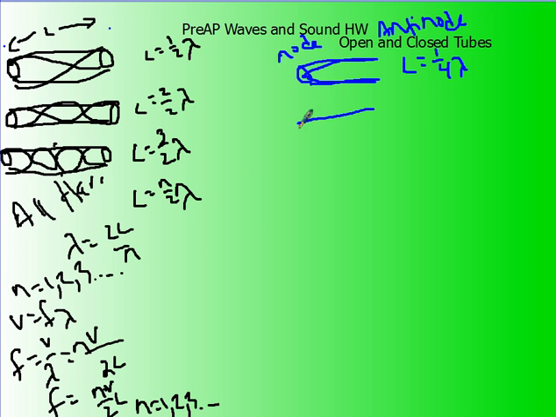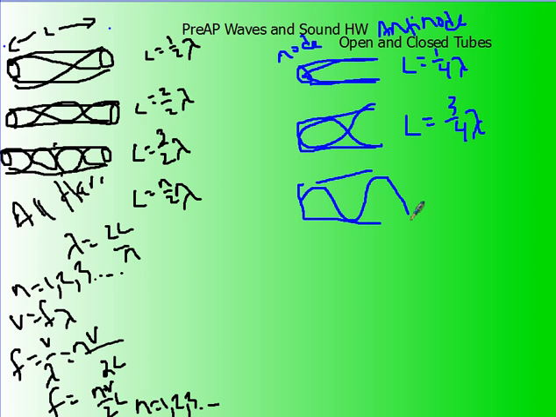So let's look at the second one. You have a node, it's got to go up, and you've got to have an antinode at the end. And if you look at this, you'll see L is 3/4 of a wavelength. And if we look at our third one, this helps give us a pattern.